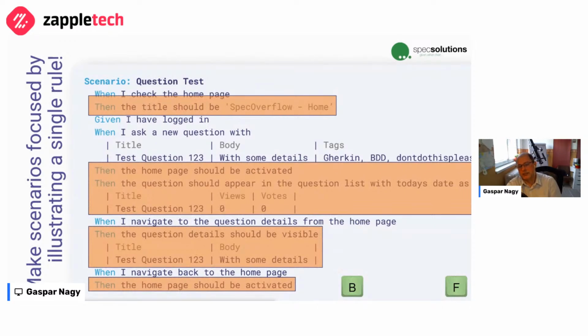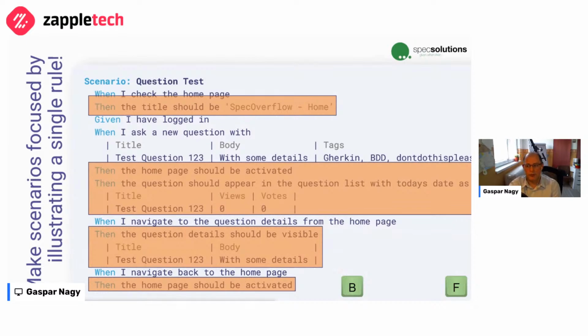So typically the process would be that we are just going through them, group by group. So maybe we can just start with the first one. The first one says that the title should be Stack Overflow Home. At this point, it will probably be very hard to remember why this was important for us.